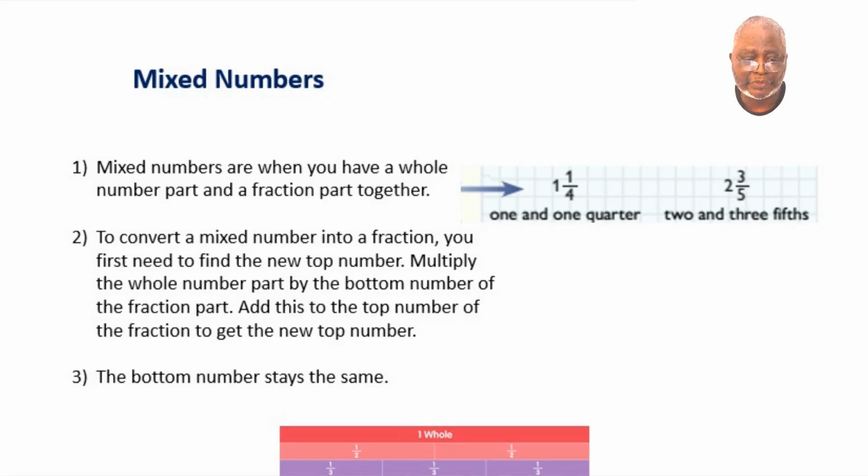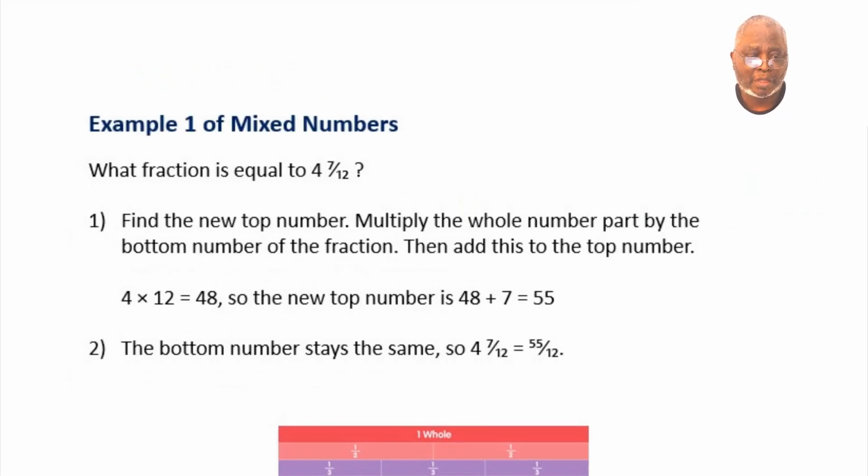And add this to the top number, the numerator of the fraction part, to get the new top number. The bottom number always stays the same. Example: what fraction is equal to 4 7/12? 4 7/12 is a mixed number, remember that. Find the new top number.